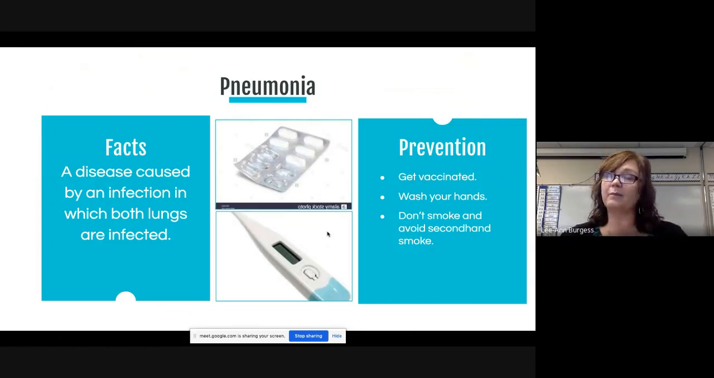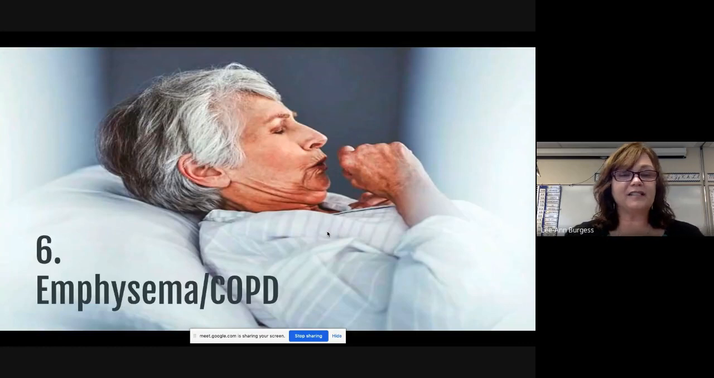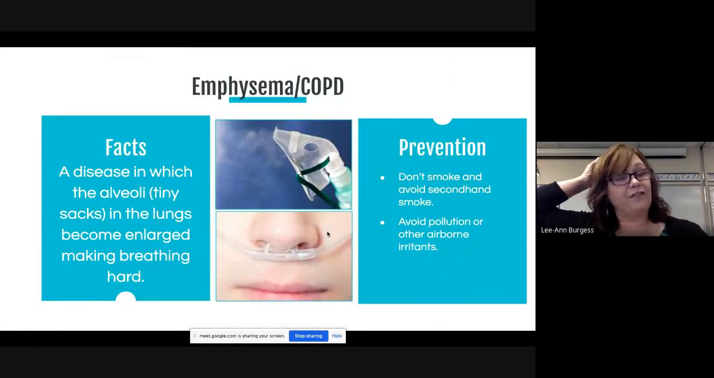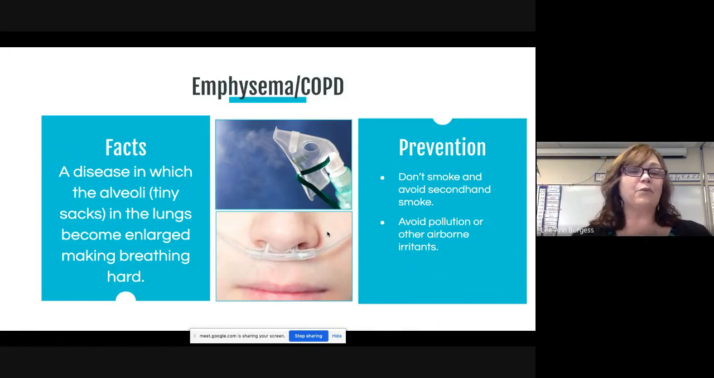So number 1 was the common cold. Number 2 was asthma. Number 3 was laryngitis. Number 4 was bronchitis. Number 5 is pneumonia. Brings us to number 6. Now, number 6 is called emphysema, or you'll often hear it referred to as COPD, okay? Chronic obstructive pulmonary disease, okay? So this is a disease in which the alveoli, the tiny sacs in the lungs, become enlarged, making breathing hard.